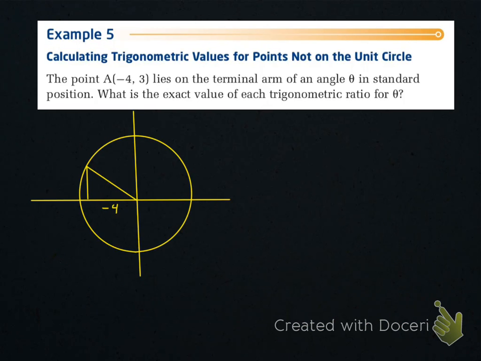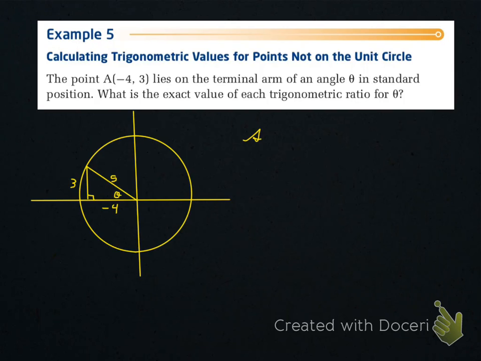And in example 5, calculating trig values for points not on the unit circle. If we look at the point A, -4, 3, that means the x value is -4, the y value is +3. This will give me a radius on my reference angle of 5. It's going to be the terminal arm, our angle in standard position, the exact value of each trig ratio.